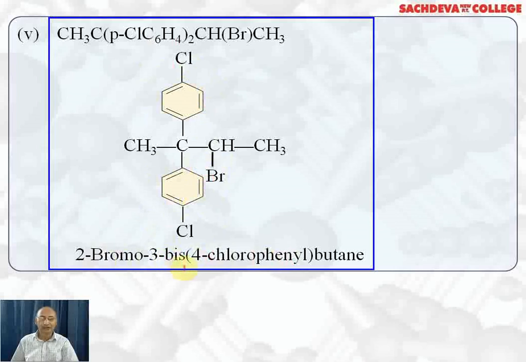There are 2. For 2 we write bis. We don't write di because di may come here. So when we have a complex group of this type we call it bis. Bis means 2. And it is attached to third carbon. So we have written 3. Butane because total carbon atoms are 4 in the chain. So it becomes 2-bromo, 3,3-bis(4-chlorophenyl)butane.